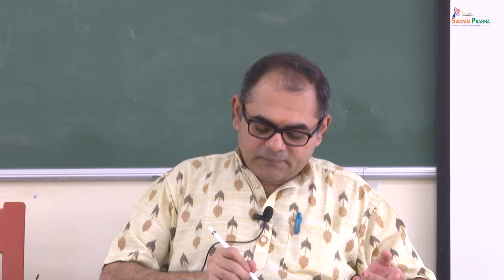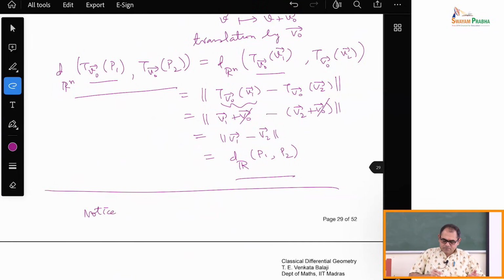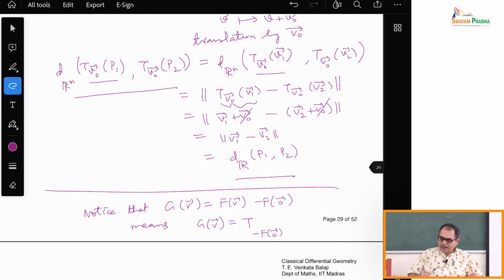So that is another way to see it. Okay, so notice that G of V is equal to f of V minus f of 0 means G of V is actually translation by minus f of 0, okay, acting on f of V.